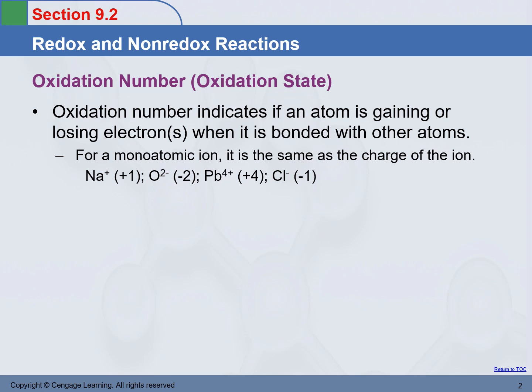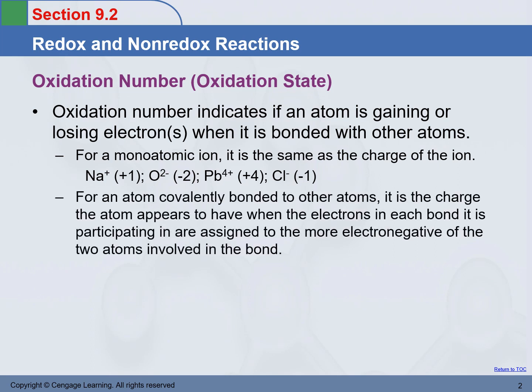For example, sodium ion charge is 1 plus. We will say oxidation number is +1. Oxide ion 2 negative, -2. So basically the charge is the oxidation number. The only difference is that when we say oxidation number, we put the sign, the positive or negative, ahead of the number.